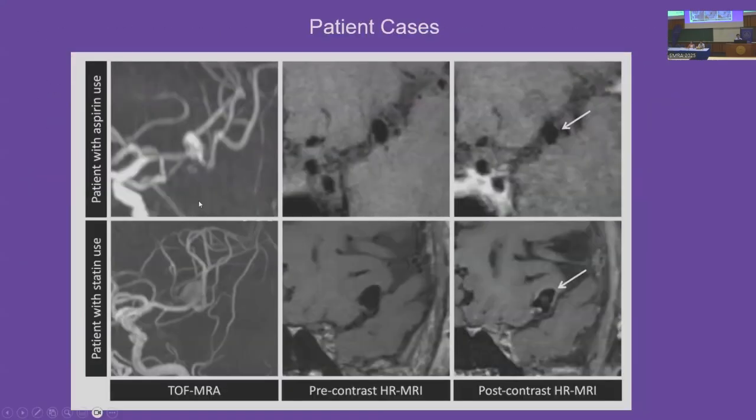So here is a case. On the top row is a patient with aspirin use. We found on the post-contrast vessel wall imaging there is no enhancement. Here's another case with statin use, and on the post-contrast vessel wall imaging we see there is enhancement.